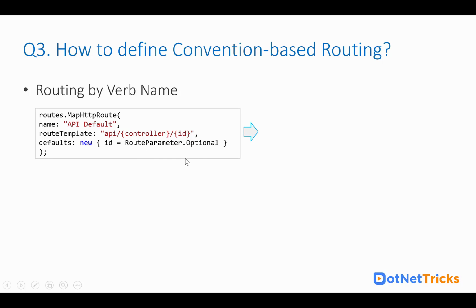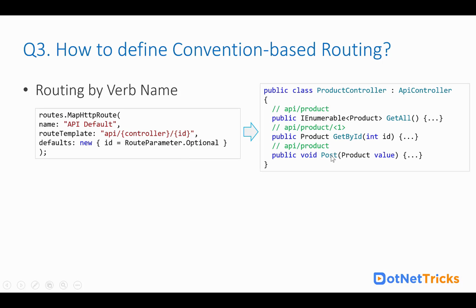Based upon this routing, whatever controllers we have in the API, you can see we have the Product controller, which we are inheriting from ApiController. Here we have methods, let's say GetAll, GetById, and Post. Here we also prefix the verb name. So in GetAll we have the Get verb, in Post we have the Post verb, and based upon this route template, the URL for GetAll would be api/product.